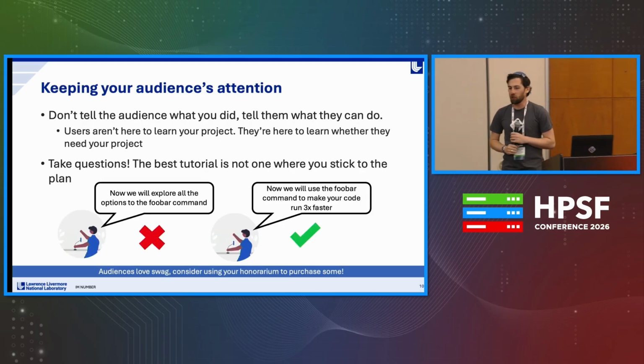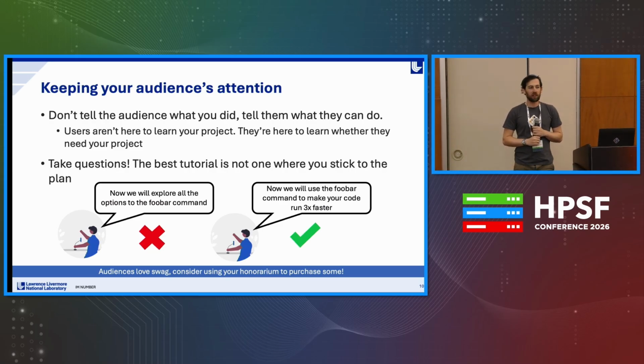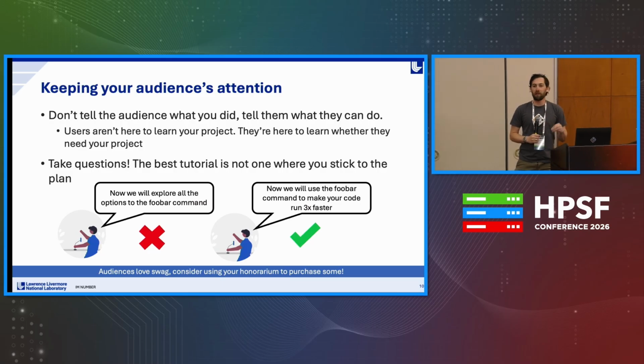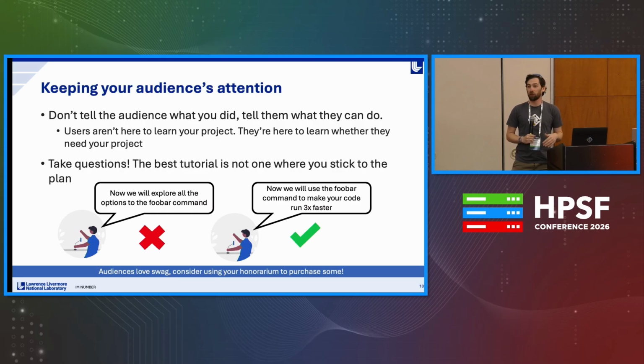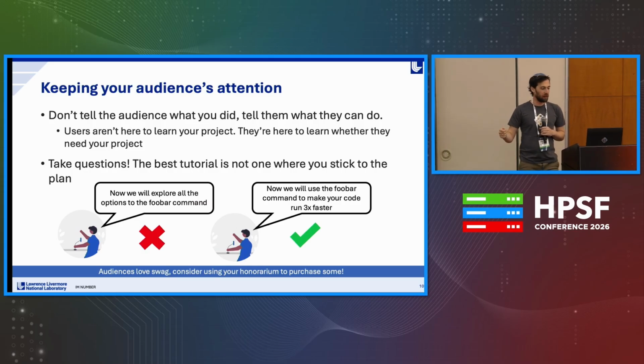Keeping your audience's attention. It's really easy as a developer to get focused on what you did to make something work and what was the hard part of writing the project. That's great, but it's not useful for a tutorial. Users aren't there to learn about your project. They're there to learn whether your project can help them. So tell them what the cool use case they can accomplish with your tool is.